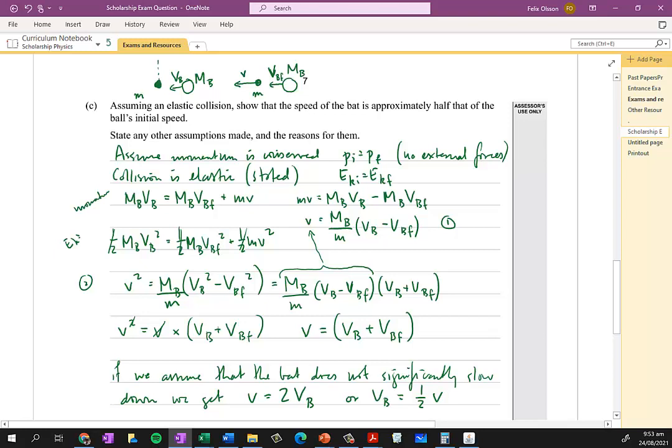Okay, so that's a bit of a fiddly algebra question, but it does require us to use these two conditions and then to use a clever substitution to solve simultaneously and eliminate a variable.